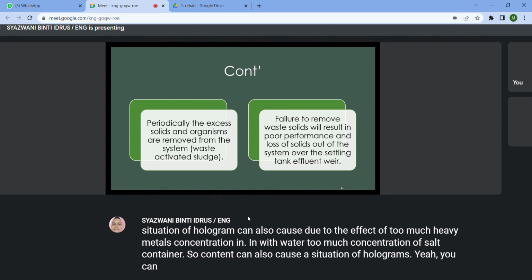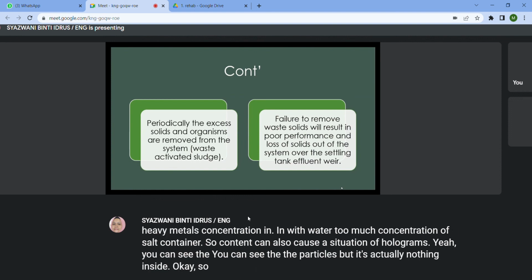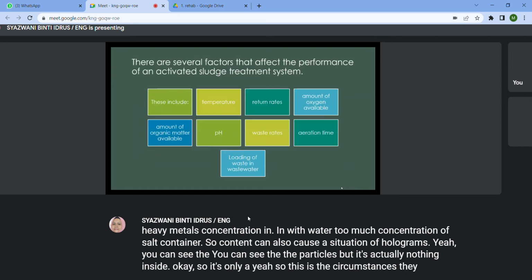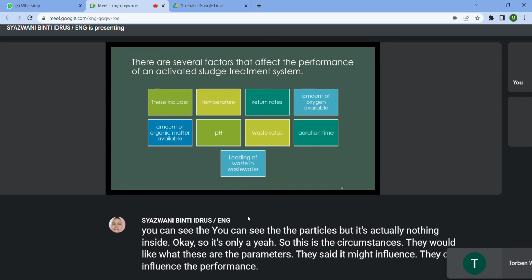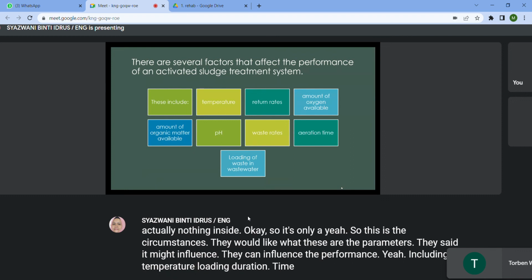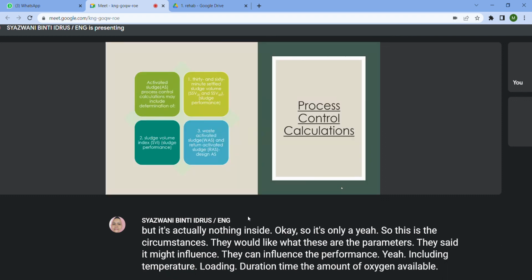You can see the particles, but it's actually nothing inside. Okay, so it's only air. So this is the circumstances that we would like to avoid. These are the parameters that can influence the performance, including temperature, loading, the aeration time, the amount of oxygen available.